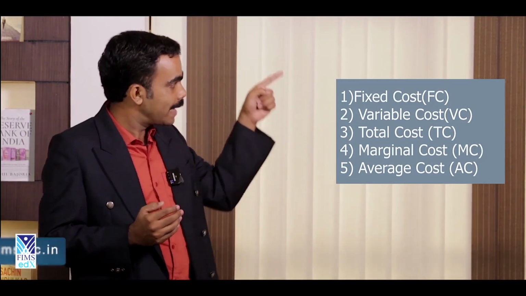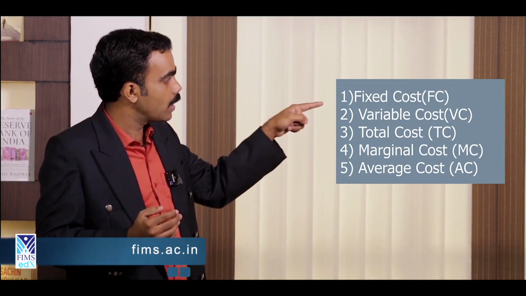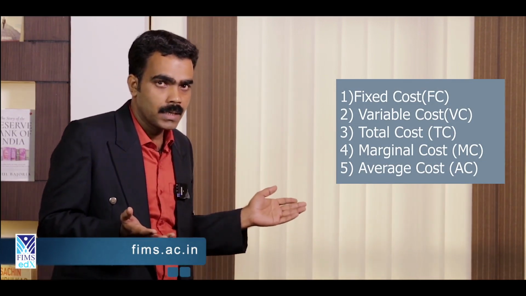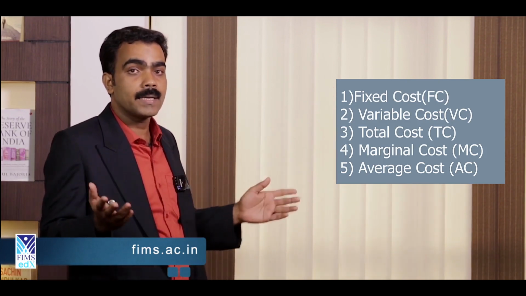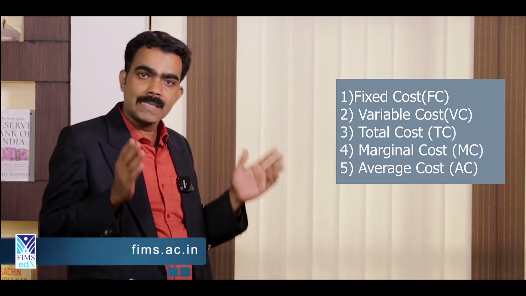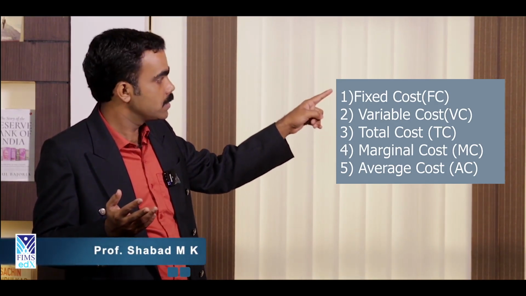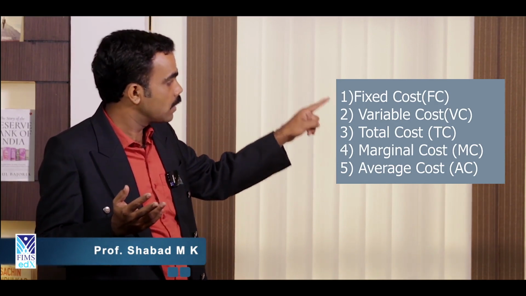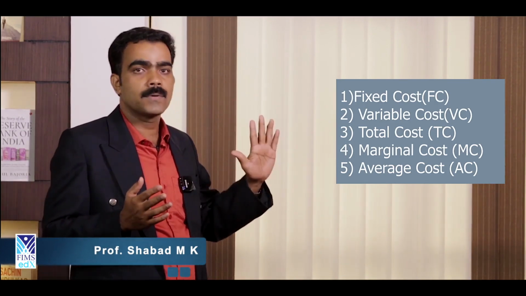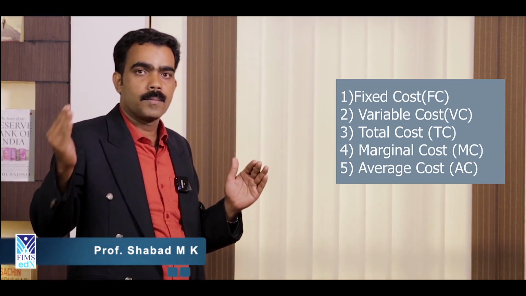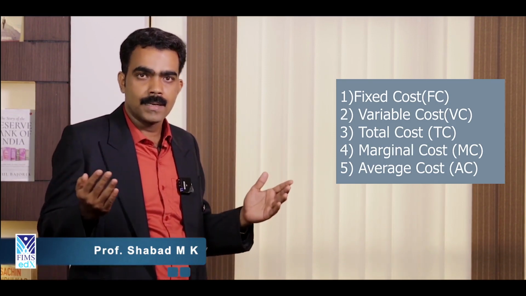Those costs are, the first is fixed cost, second is variable cost, third is total cost, the next is marginal cost, and the last one is average cost. These cost parameters are important regarding the business decision making process. Once again, the fixed cost, variable cost, total cost, marginal cost and average cost. These 5 cost parameters are important regarding the business decision making process, or think about your business purpose like cost minimization as well as revenue maximization.